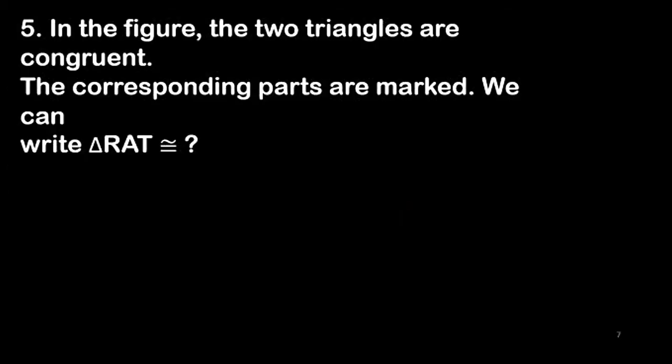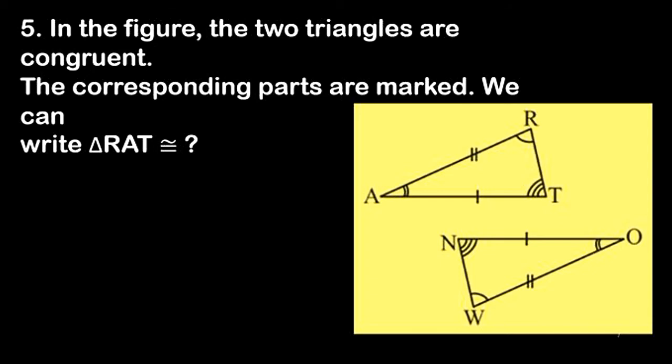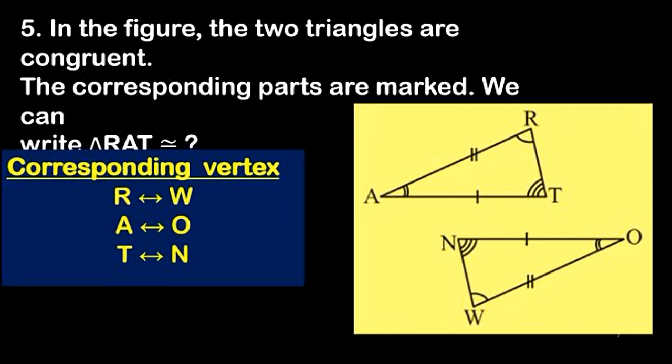Question number 5. In the figure, the two triangles are congruent. The corresponding parts are marked. We can write triangle RAT is congruent to dash. Now, here if you see, the two triangles are congruent. So, here what I want you to do is a rough part. What is that rough part? Before starting the actual question, I want you to mark the corresponding vertex. That will make your task very easy. So here if you see, this is my rough work.